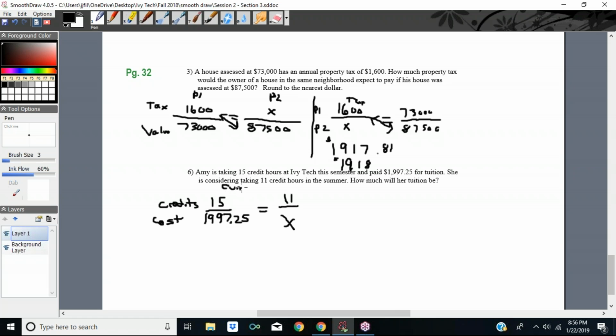This is current, this is summer. And we're going to multiply 11 times 1,997.25 and then divide by the 15. So this is hours, dollars, hours, and we can see that we want to end up with dollars. And it looks like you all have the answer in there, $1,464.65.